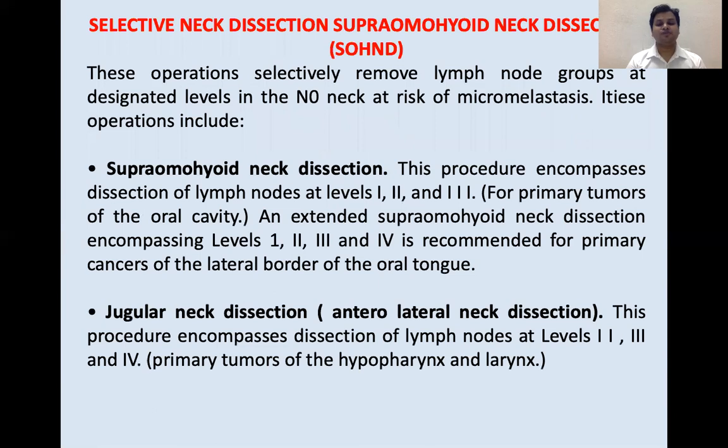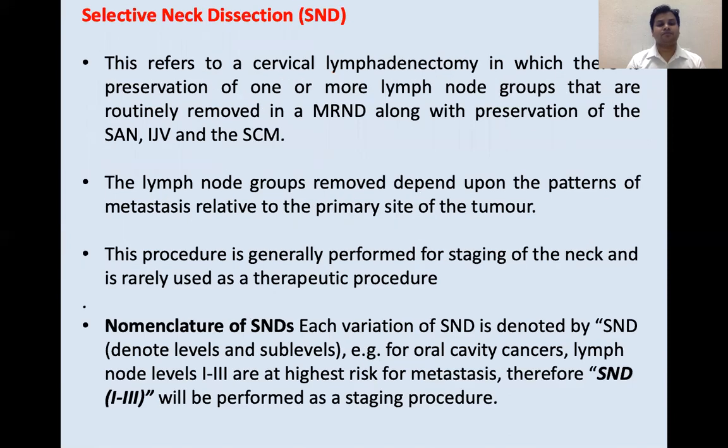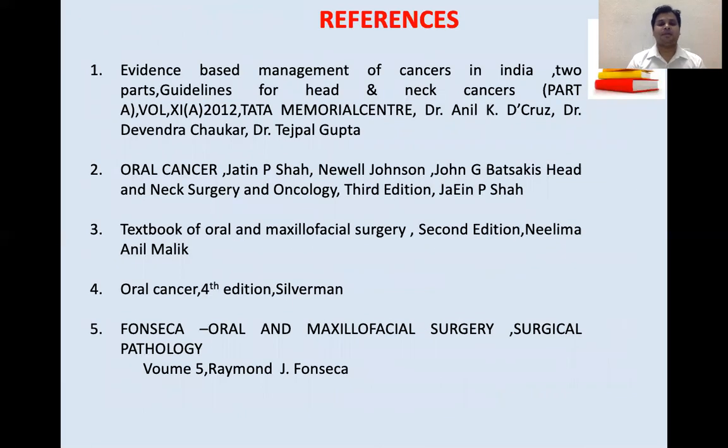Now, the jugular neck dissection. It consists of lymph node levels 2, 3, and 4. Now, selective neck dissection. Selective neck dissection denotes the level and sublevel of the lymph nodes for oral cancer. Lymph node levels 1 to 3 are at higher risk for metastasis. Therefore, selective neck dissection will be performed as a staging procedure. Thank you.